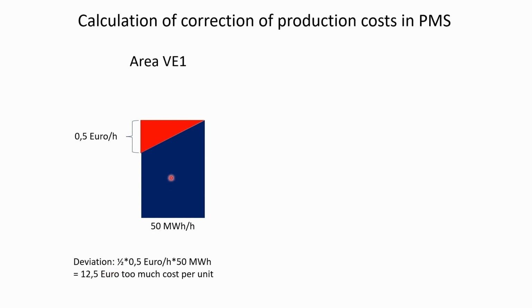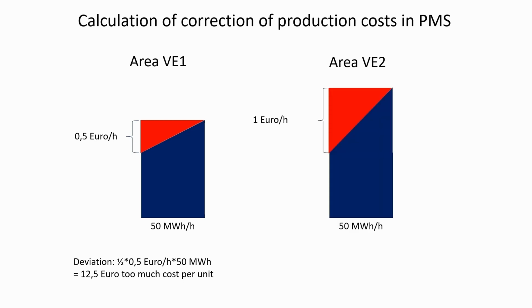When we look here at VE2, it is the same, but here each time we increase production with 50 megawatt, the marginal price will increase with 1 euro. So here the calculation will look like this. The correction we have to do is 1/2 multiplied with 1 multiplied with 50, and it is 25 euros too much cost per unit.